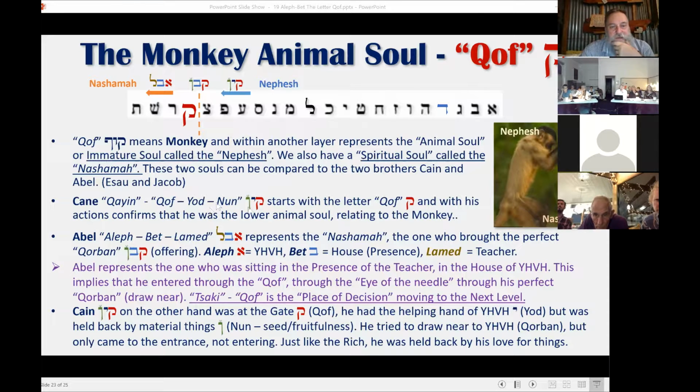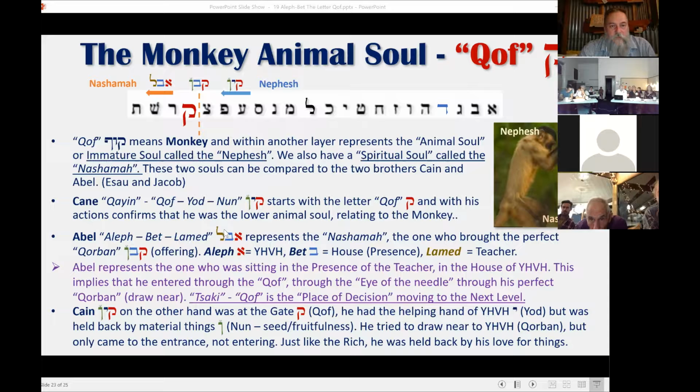And we can see that in his name. We see the kuf with the lower end going to the physical. We see the nun with the lower leg going into the physical. So he was grounded in the physical. If we look at Abel's name, Aleph Bet Lamed, what is in Abel's name? Nothing that goes down, only the Lamed that goes up. Abel was the one who had the connection. Cain had two connections downward, and Abel had one upwards.